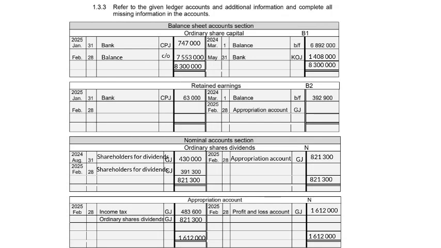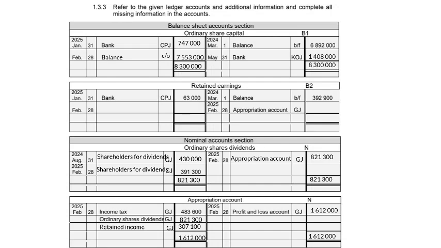So our balancing figure would be retained income. On the debit side, we write retained income. Also the general journal. 1,612,000 minus your income tax minus your ordinary share dividends gives you 307,100. And that is the amount that you take to retained income.